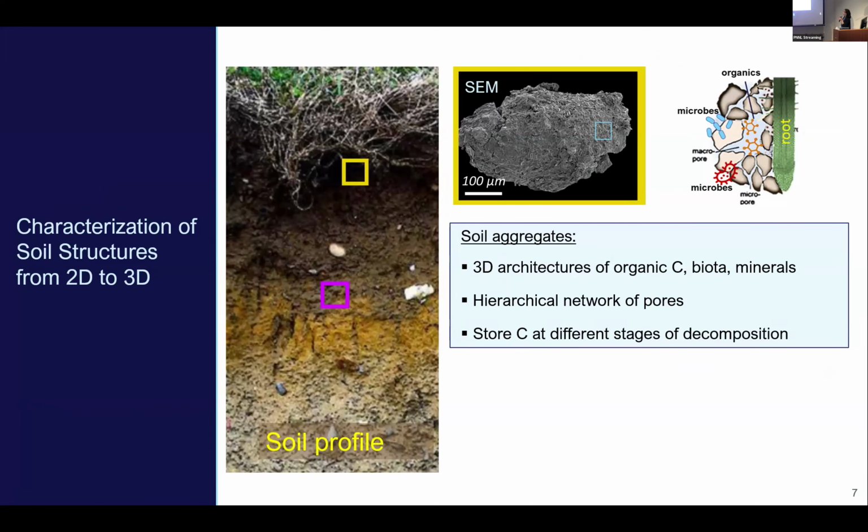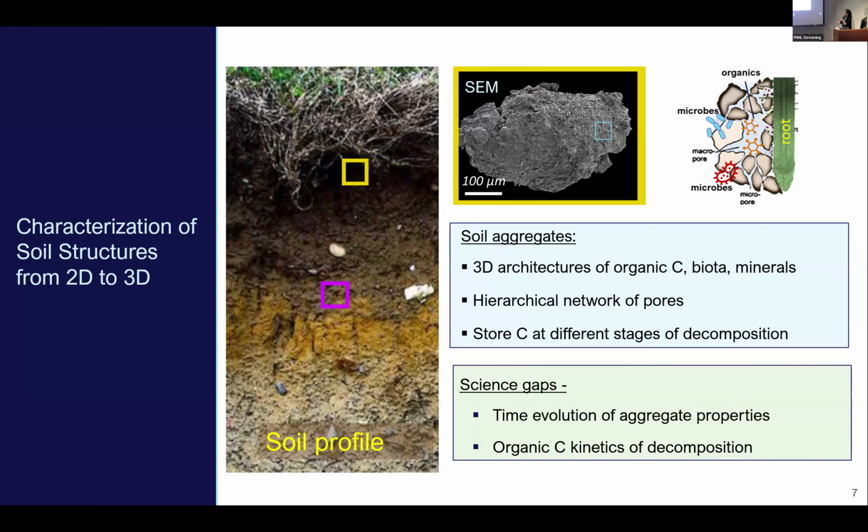And here we are very interested specifically in the soil aggregates. There is an image here of the soil aggregate in the top. This is a SEM image. Soil aggregates are these intact structures that are reservoirs of organic carbon. They have microbes, they have roots, they have organic carbon that has been adsorbed on minerals. And they store this carbon at different stages of decomposition. They also contain pores at different sizes. So they are very complex.